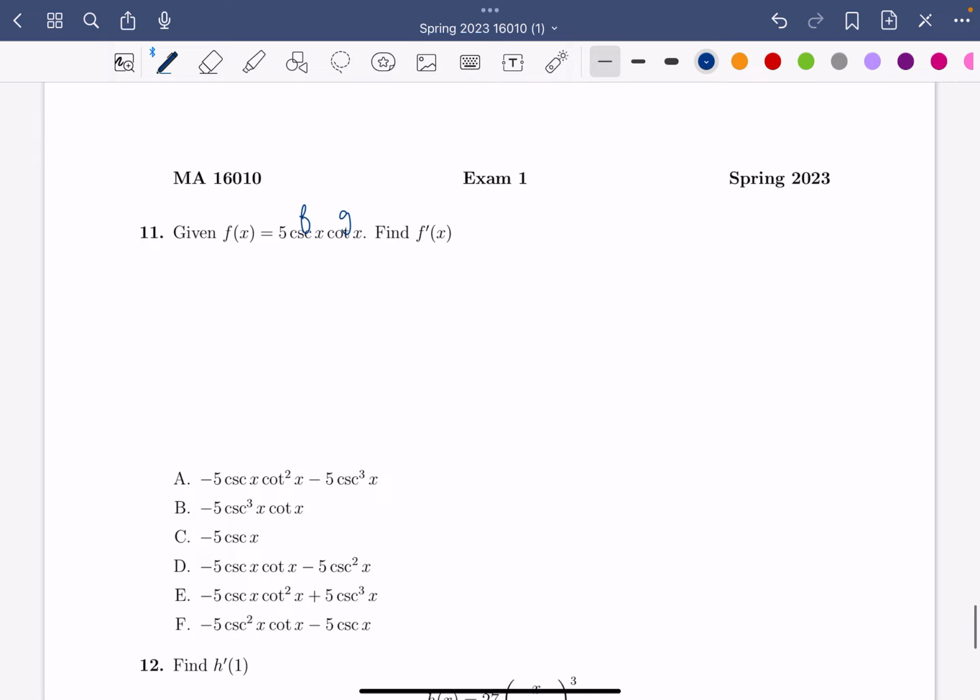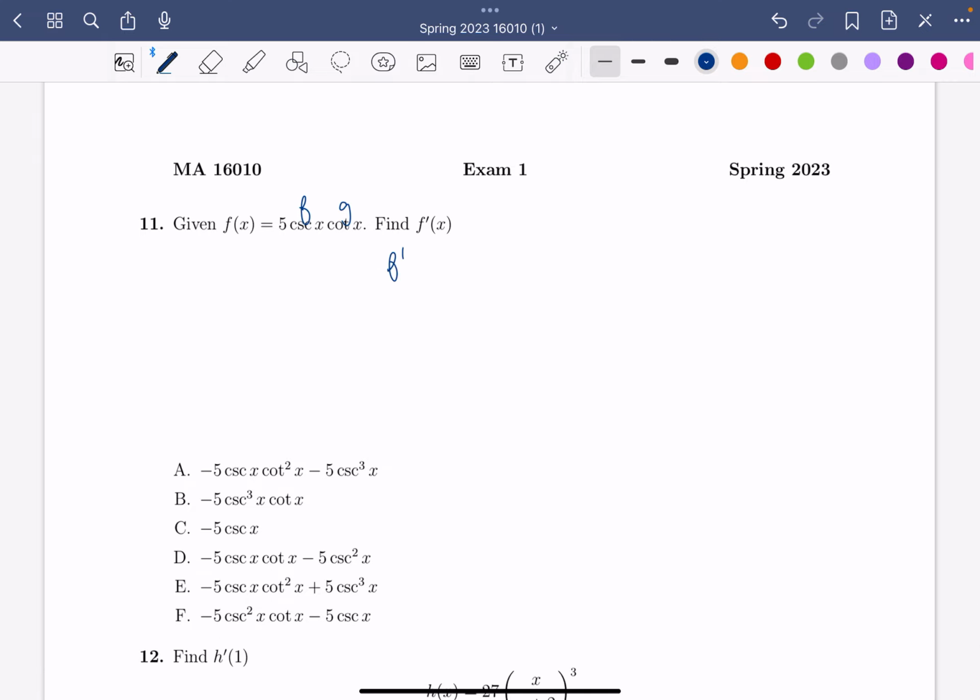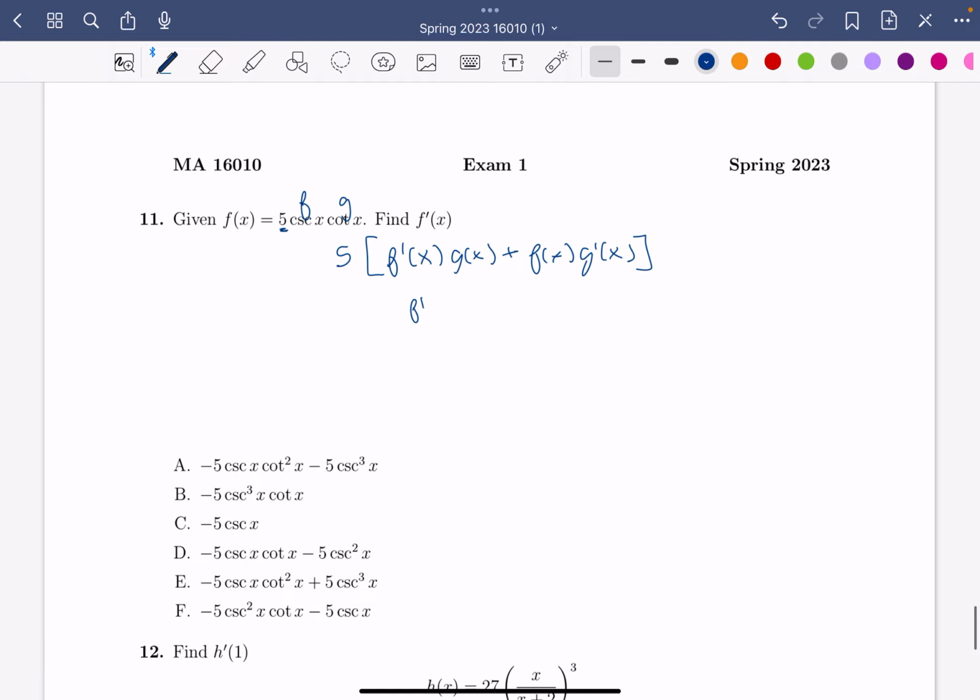So again, reminder, product rule is f prime of x times g of x, plus f of x times g prime of x. Keep in mind that when we have constants like this 5 in the front, we can just throw it on the outside of this. So let's go ahead and find f prime of x. f prime of x equals dx of cosecant x, which equals negative cosecant x cotangent x. g prime of x equals dx of cotangent x, which equals negative cosecant squared x.